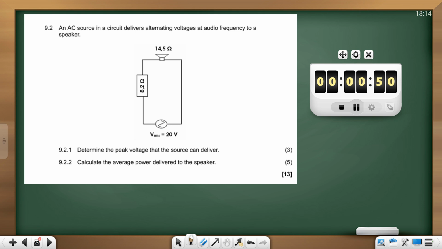9.2.2. Alan can hear you, so talk. What I wrote doesn't look like it's for 5 marks. What's your own answer? I got the same answer as everyone else shared. What's your first answer? 28.28. And number 2? Same, 27.58.